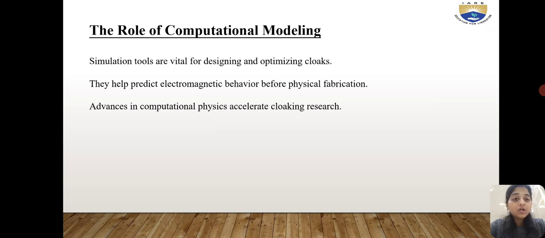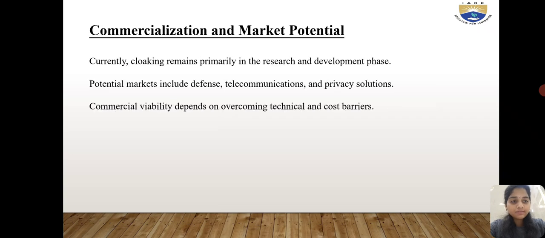Role of computational modeling. Simulation tools are vital for designing and optimizing cloaks. They help predict electromagnetic behavior before physical fabrication. Advances in computational physics accelerate cloaking research.